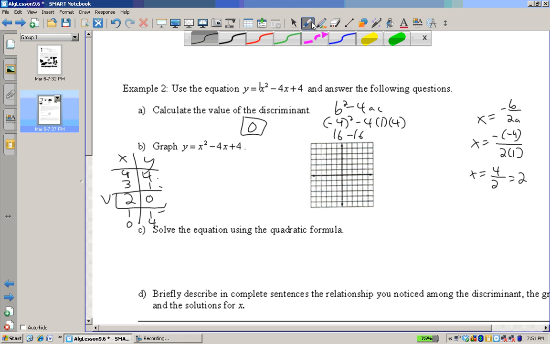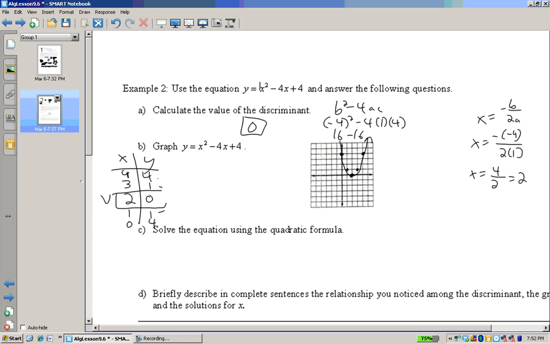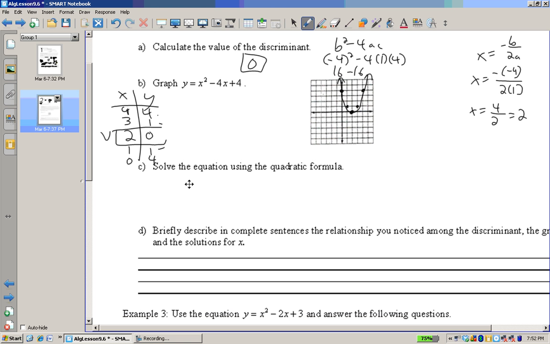All right, we just need to graph these points. 2, 0, 4, 4, 0, 4, 3, 1, and 1, 1. And sorry, that was a little random. And I missed a little bit, but that'll do. So as we look at this graph, you notice that it only touches one place, and that is at 2. Let's see what happens with the quadratic formula.